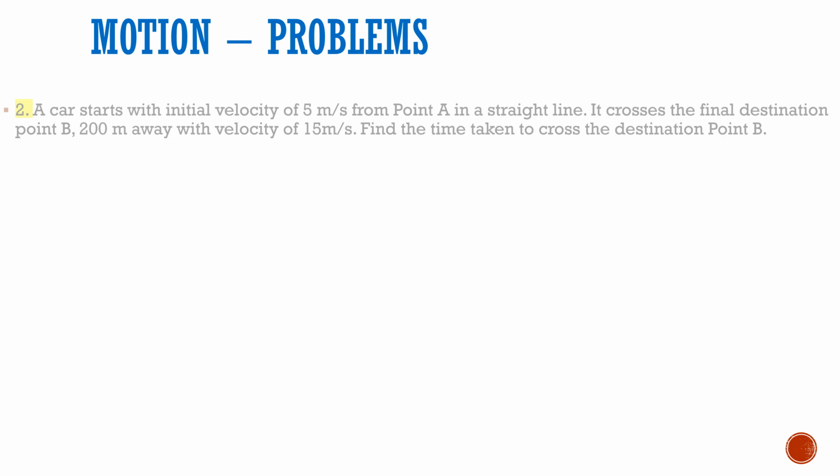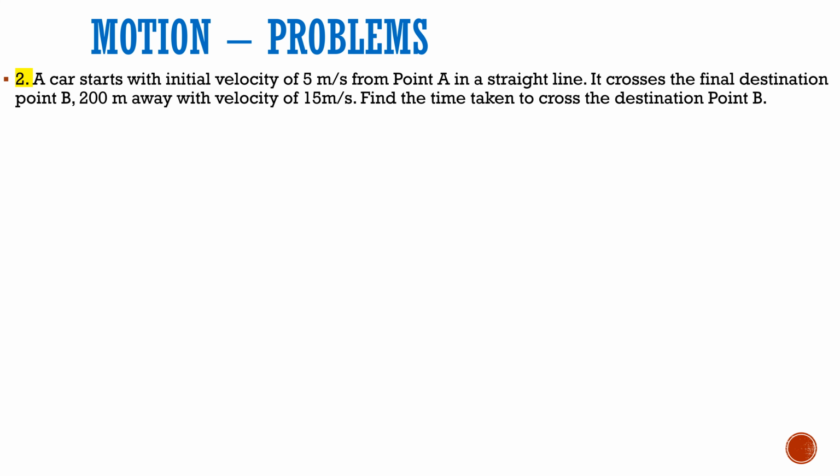So coming back to the problems, the second one says that a car starts with an initial velocity of 5 meter per second from a point A, and it crosses the final destination point B, which is 200 meters away from it, with a velocity of 15 meter per second, which is the final velocity. So find the time taken to cross the destination B.